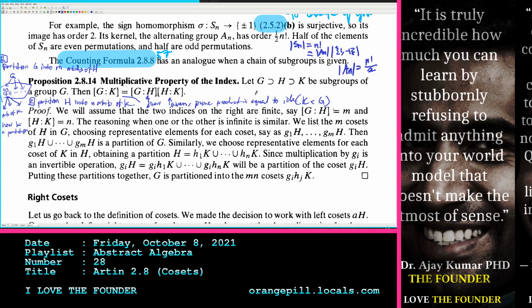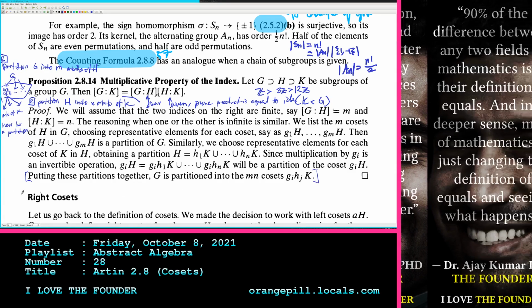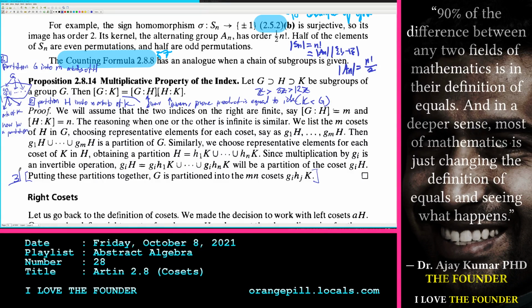So an example of such a chain would be Z, 3Z, and then let's say 12Z. Right? Yeah, and now we've partitioned G, and then putting these partitions together, yeah, this is step 3.